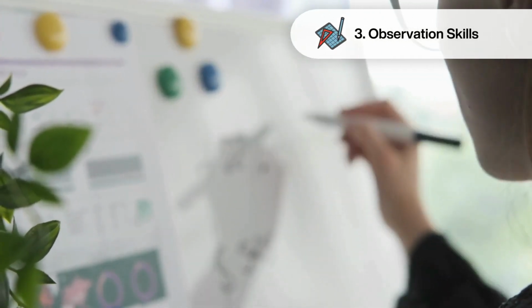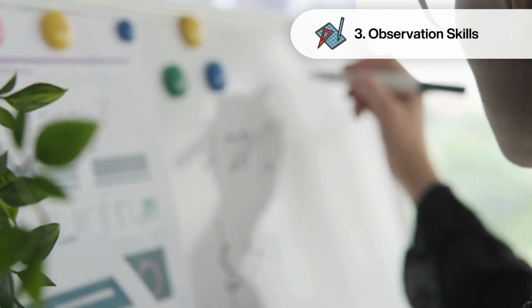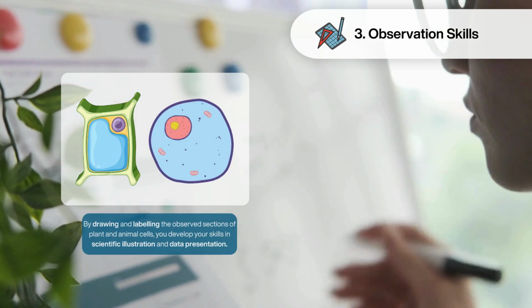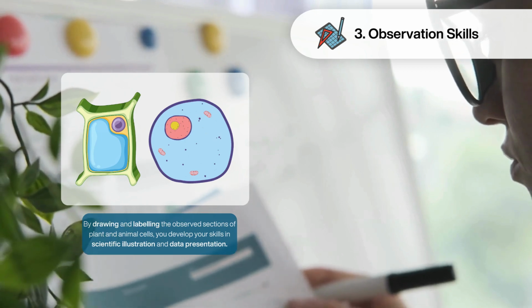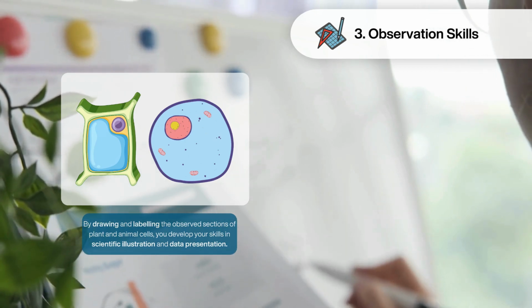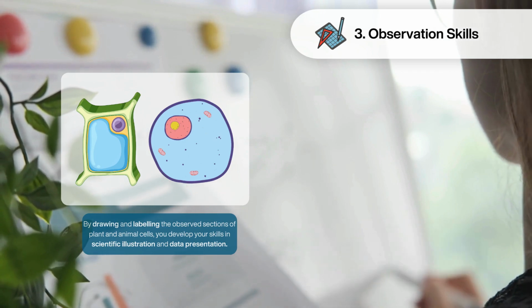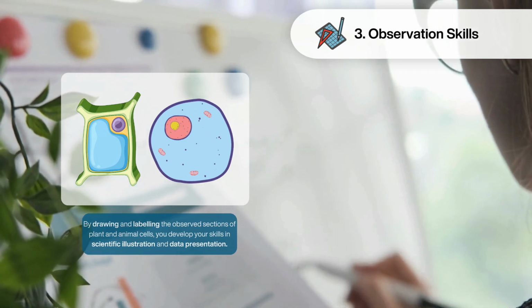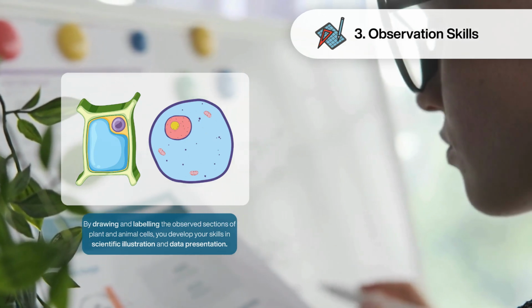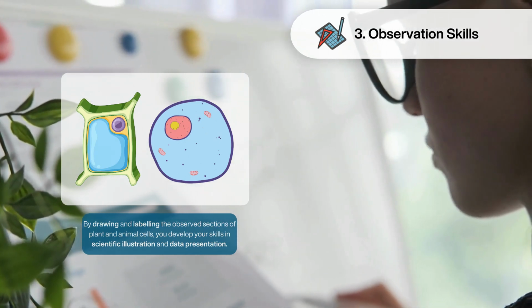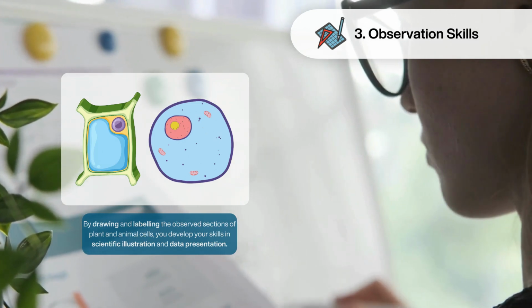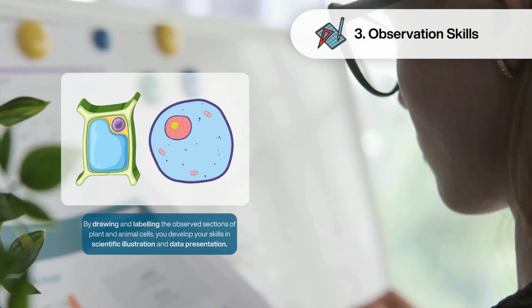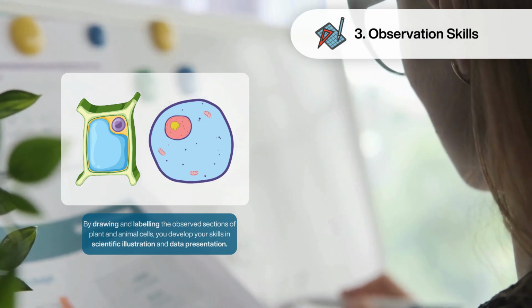This practical also emphasizes the importance of careful observation and accurate recording. By drawing and labeling the observed sections of plant and animal cells, you develop your skills in scientific illustration and data presentation. These skills are not only useful for exams, but are also critical for any scientific research or professional work involving data visualization and communication. Being able to accurately represent your observations helps you and others understand and interpret scientific data more effectively.